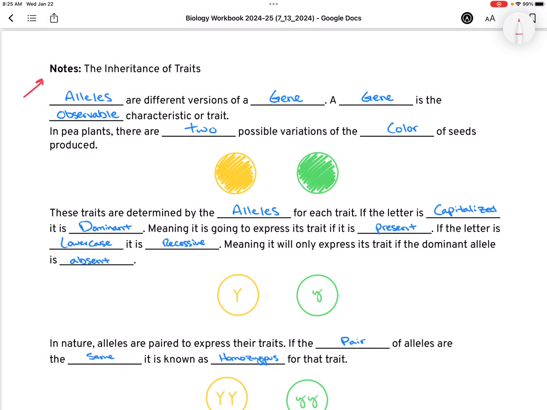I'm your teacher Mr. Flynn, and today we're going to be taking notes on the inheritance of traits. Now there's a word you need to understand, and that is alleles. They are different versions of a gene. A gene is the observable characteristic of a trait.